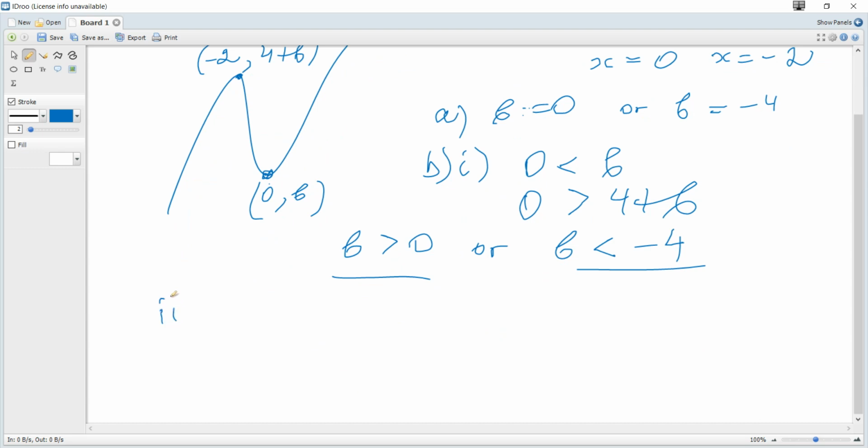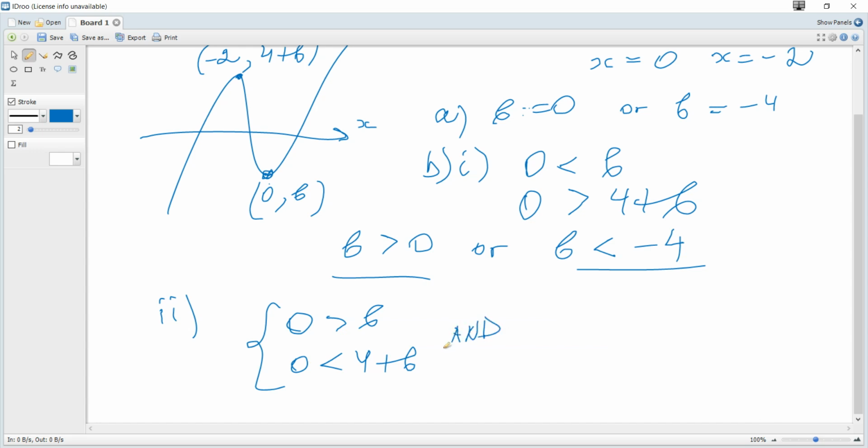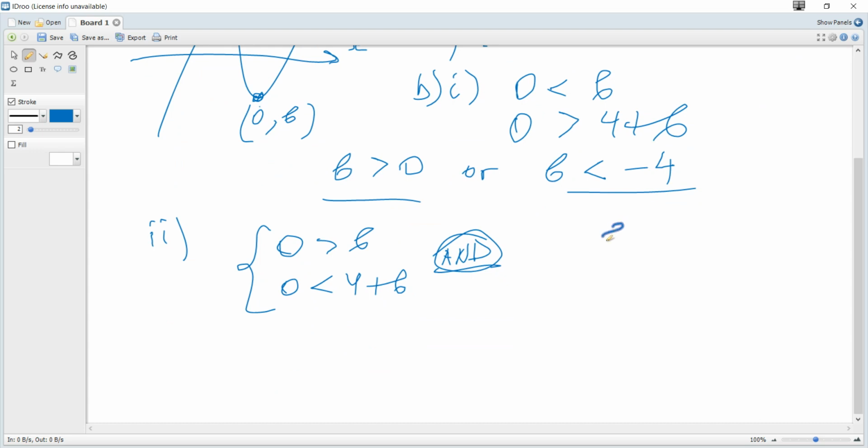And for part (ii) we need exactly 3. It's when the x-axis is in between, where the x-axis is y is 0, so 0 must be greater than b, and at the same time 0 must be less than 4 plus b. Or this point must be below the x-axis, so b must be less than 0, and this point must be above the x-axis, so 4 plus b must be greater than 0, but it's at the same time, it's and. So we get b is less than 0, and at the same time b must be greater than negative 4. So the solution is b is greater than negative 4 and less than 0.